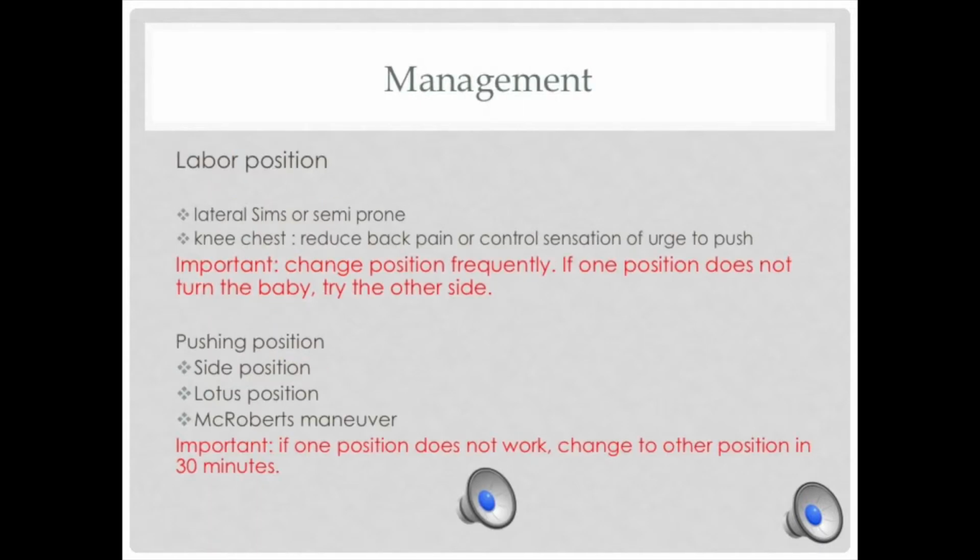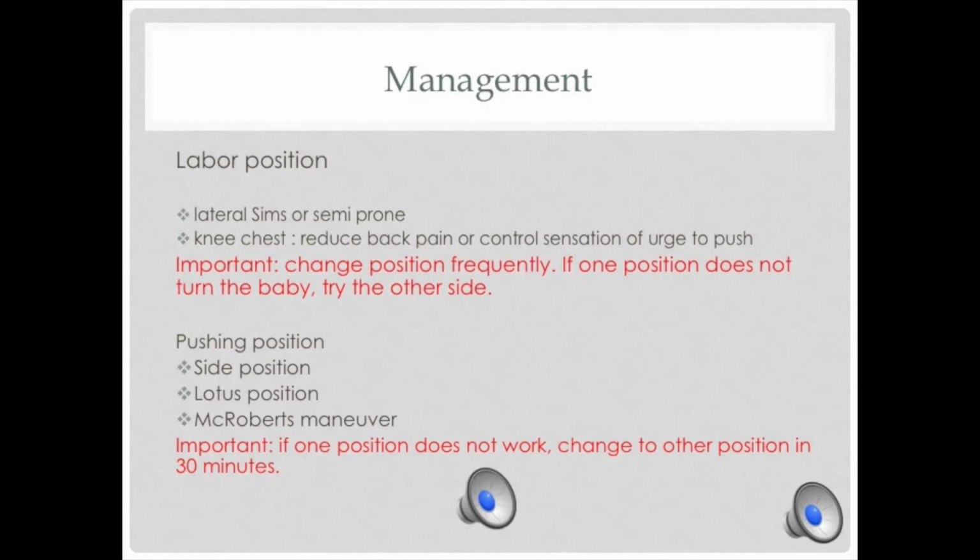How do we facilitate fetal rotation by changing maternal position? If the patient is in labor with an epidural and resting on the bed, semi-prone position is one of the most powerful positions to rotate the baby. In this position, the patient is lying on her side, but almost like lying on her belly.